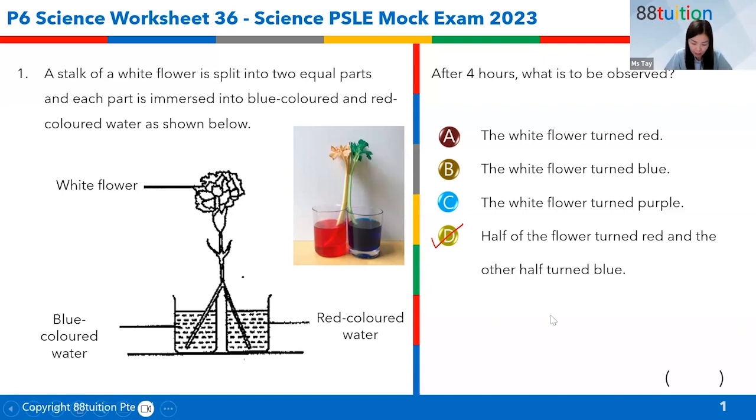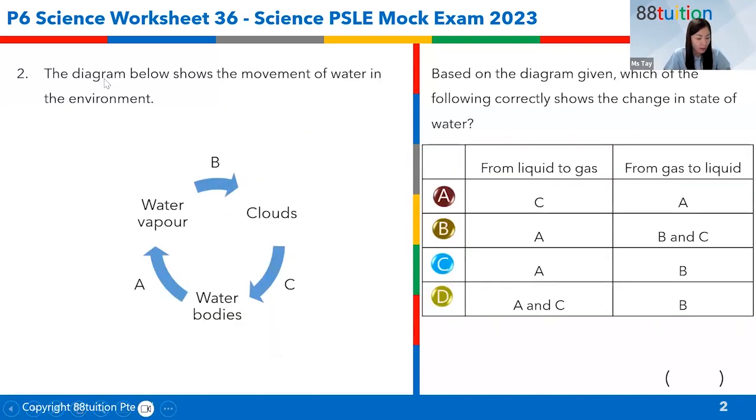All right. Question 2. The diagram below shows movement of water in the environment. How do you tackle such a question? Take note the moment you see water vapor, clouds, and water bodies, quickly during PSLE, take your pencil and annotate. Take your pen also can, up to you. Nobody is going to bother about what you write there, right?